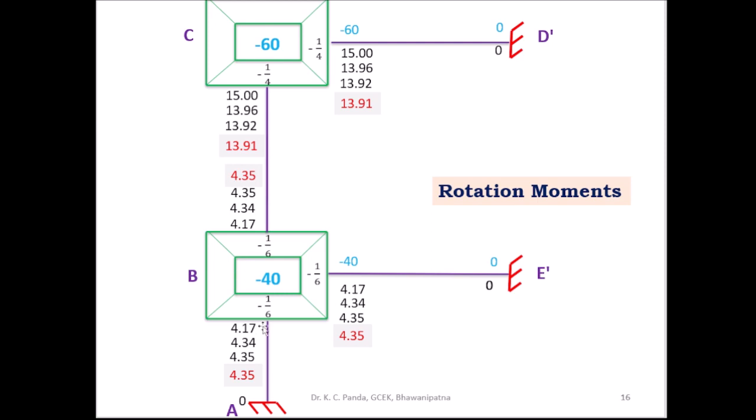Similarly at joint B, the rotation moments m dash BA, m dash BE, and m dash BC are 4.35. These are the final values. Then you compare the third and fourth cycles. There is a very small difference, here the difference is 0, and here there is very little difference, 13.9 to 13.91. So stop the iterative process, and take these as the final rotation moments for the ends of the members.